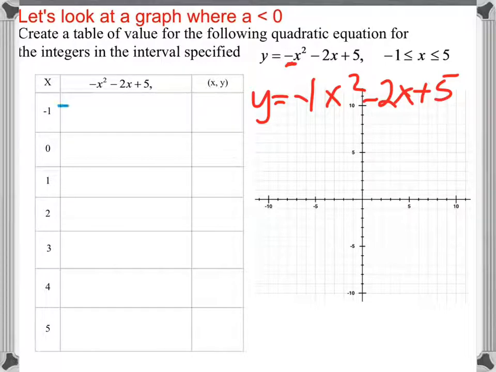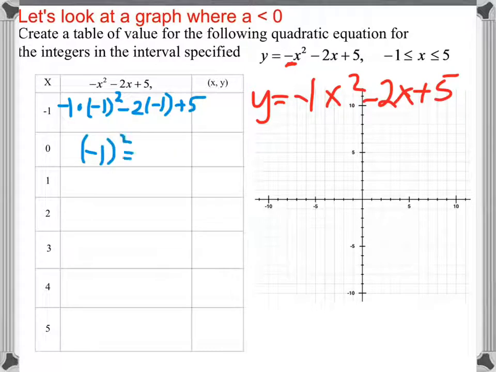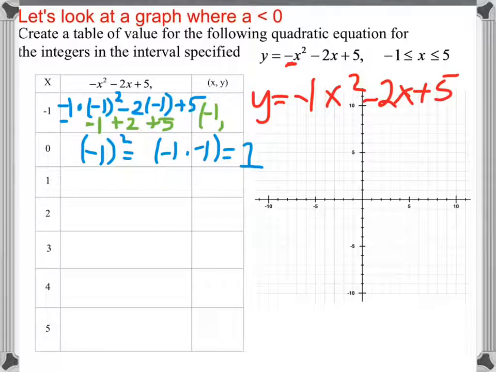Now remember, if I put -1 in, I have -1 times (-1) squared minus 2 times -1 plus 5. So (-1) squared, by the way, is -1 times -1, so that's 1. But then when I multiply it by another -1, that whole thing ends up being -1. And this would end up being plus 2 plus 5. So my coordinate pair is, I put -1 in here for x, and I got back, let's see, -1 plus 2 is positive 1, plus 5 is 6.